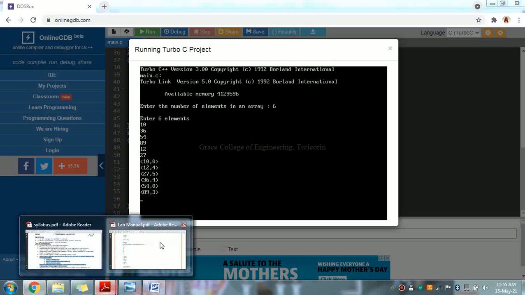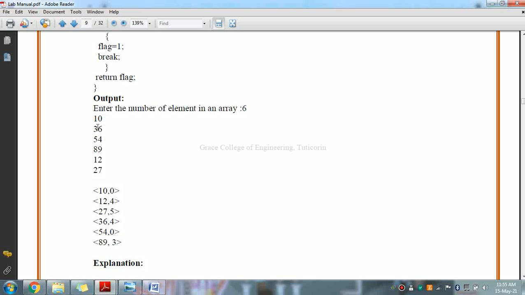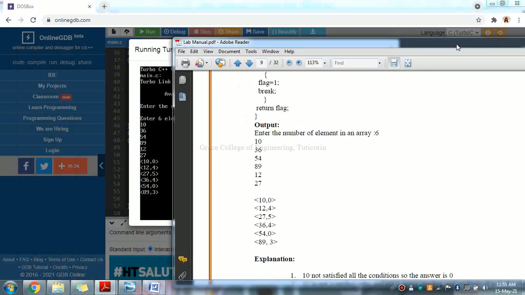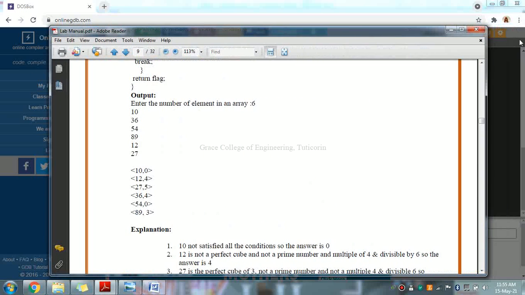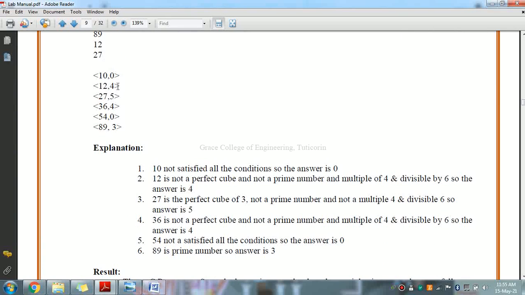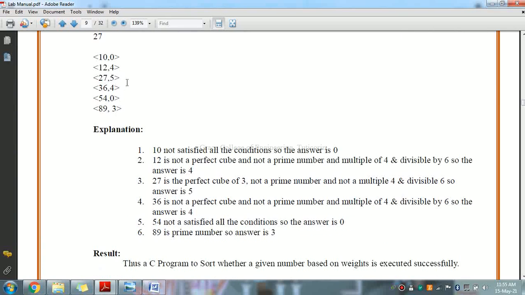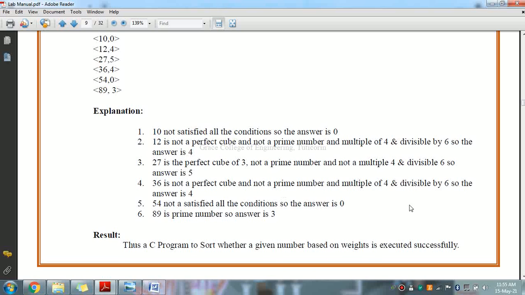This is the same as what is given in the manual. The numbers I entered are from the syllabus, and the manual has the same output. Let me compare both, and you can see they are the same. All the explanations I gave are typed in my manual, so we can understand how the weight and the conditions work. So this was our 6th exercise in CS8261 C programming laboratory, where we executed a C program to sort the given numbers based on weights. I hope you have understood. Thank you.